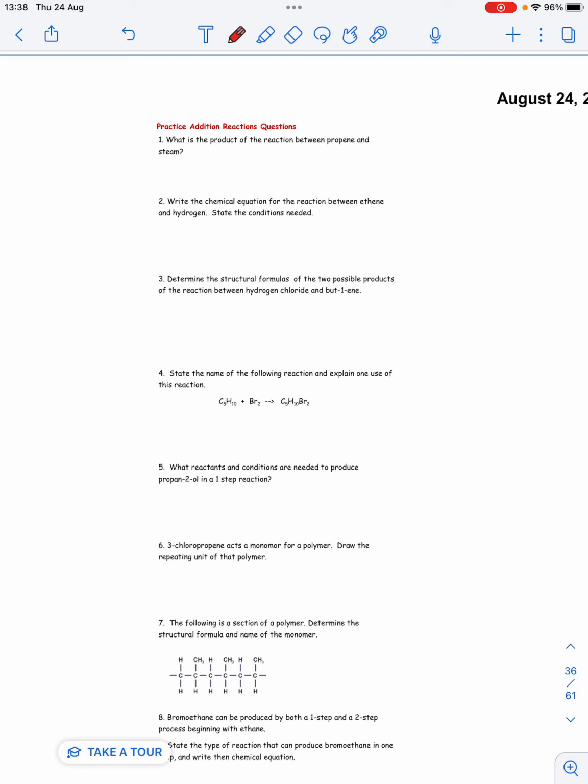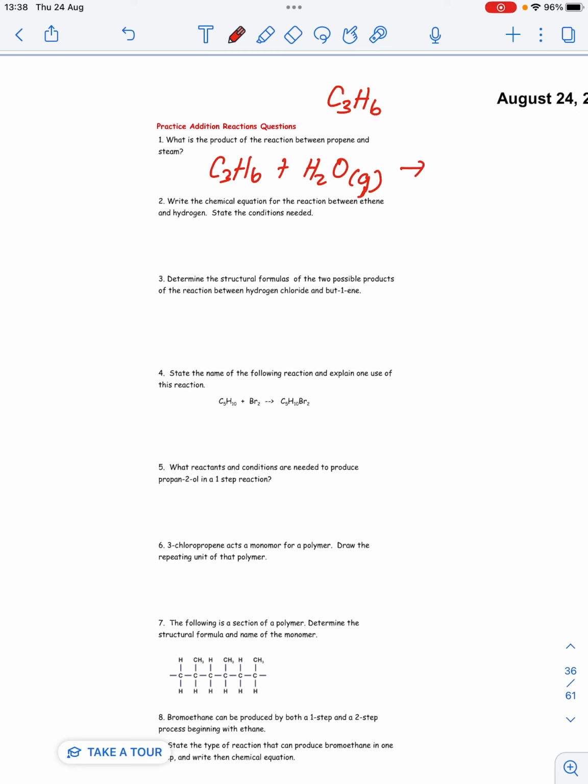Okay, these are the solutions to some addition reaction questions. So what is the product of the reaction between propene and steam? Propene is an alkene with 3 carbons, which means there are going to be 6 hydrogens. It's always times 2. And steam is just gaseous water. So C3H6 plus H2O.